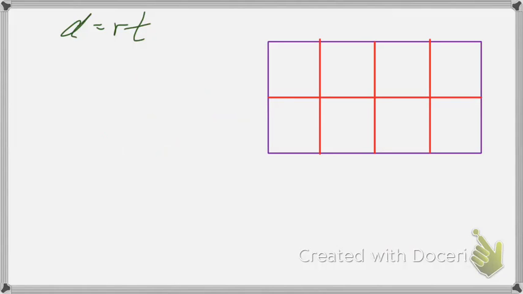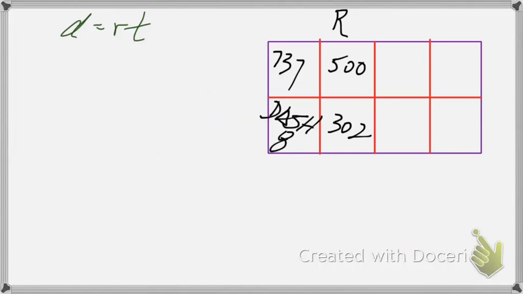Okay, so I have one airplane. Let's call it a 737. And then let's call our other plane a Dash 8. Okay, so we're looking at 2 airplanes there. One has a speed, that's our rate, of 500. And our Dash 8 has a speed of 302. Okay? What they're telling me here is we're going to let t equal time, and d obviously is going to be equal to distance.